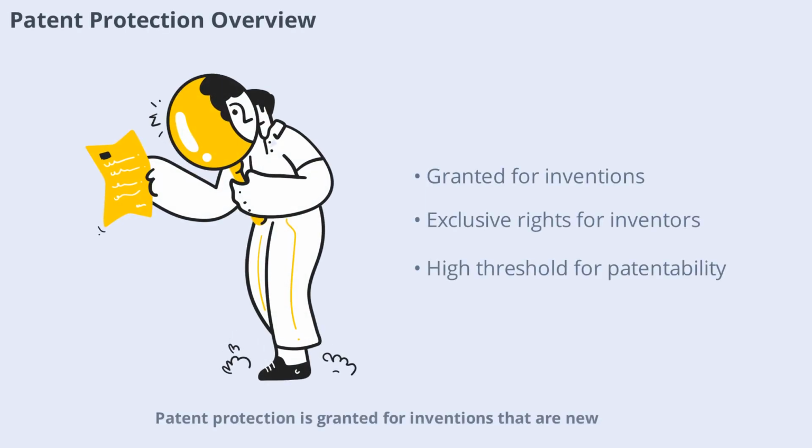Patent protection is granted for inventions that are new, involve an inventive step, and are capable of industrial application. The Patents Act 1970 defines an invention as a product or process that meets these criteria. Patents confer exclusive rights to inventors, allowing them to prevent others from making, using, or selling their invention. The high threshold for patentability ensures only truly innovative products or processes receive protection.